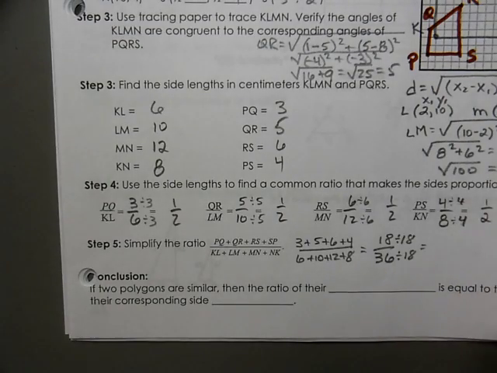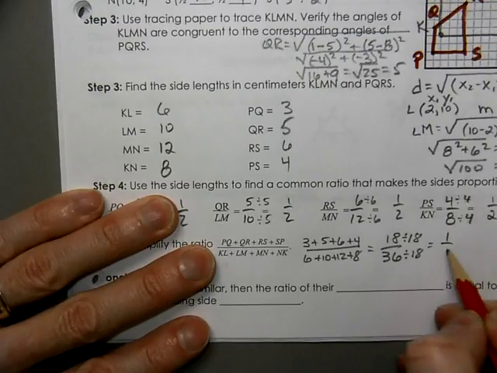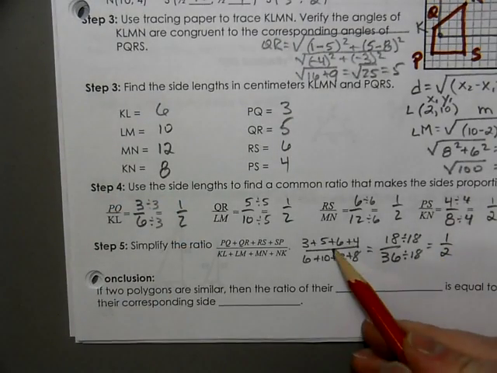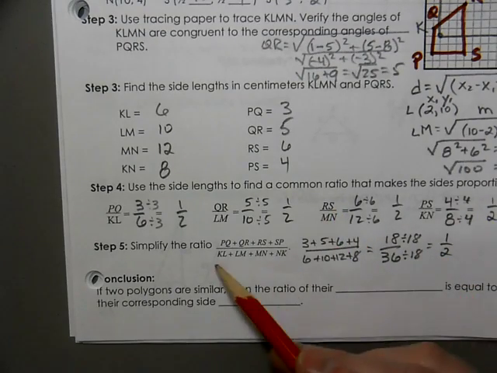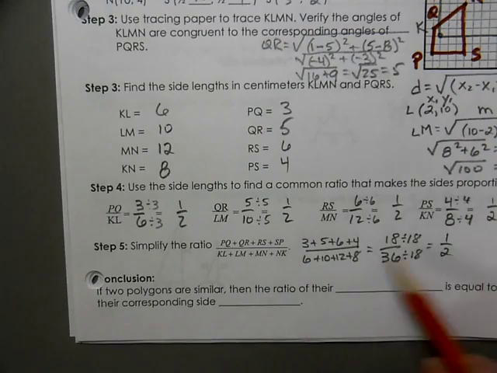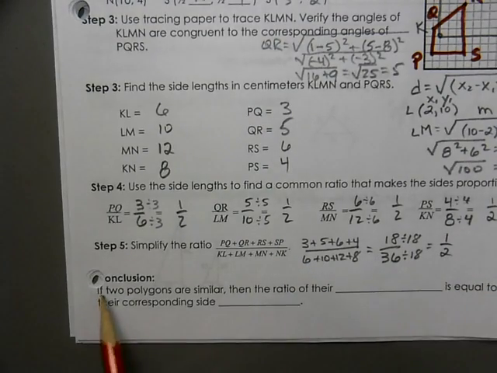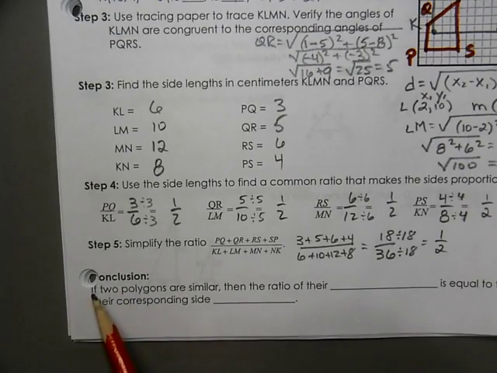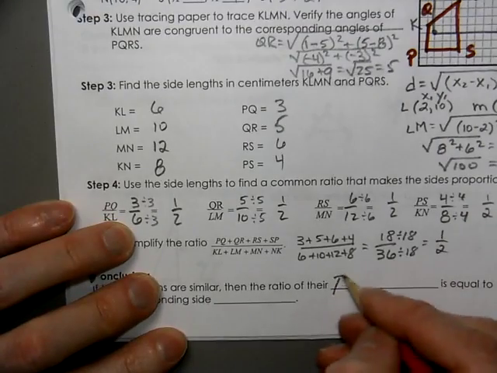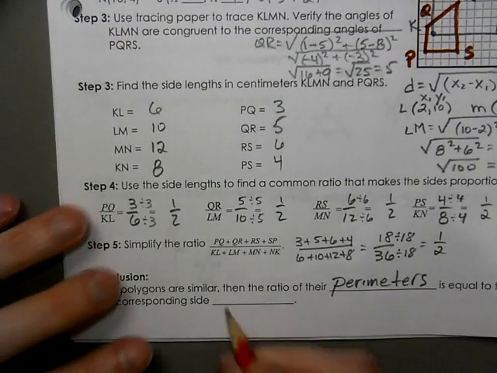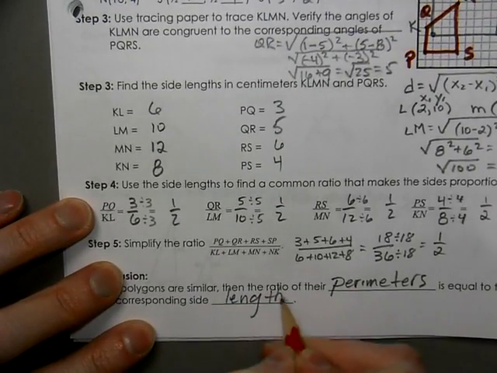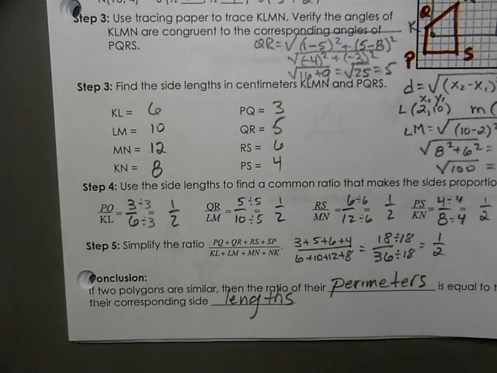So it really helps if you put the largest number in, and that ratio matches the ratio of the sides. The ratio of the perimeters is matching the ratio of the sides. So at the bottom of your page, if 2 polygons are similar, then the ratio of their perimeters is equal to the ratio of the side lengths. They have to be the corresponding side lengths.